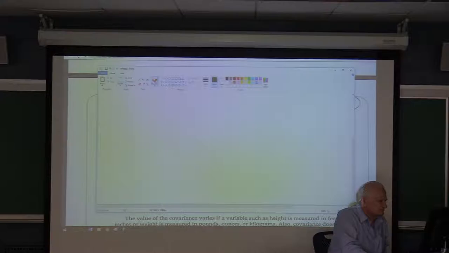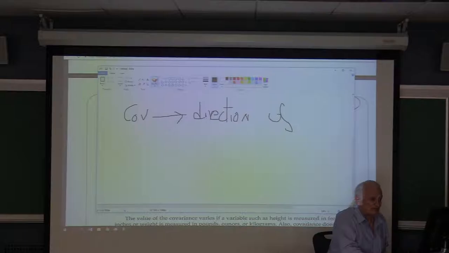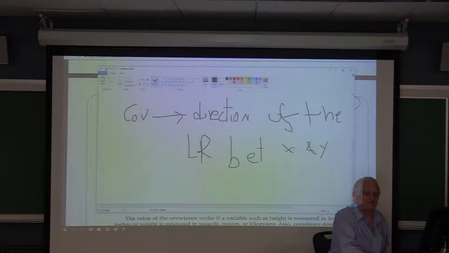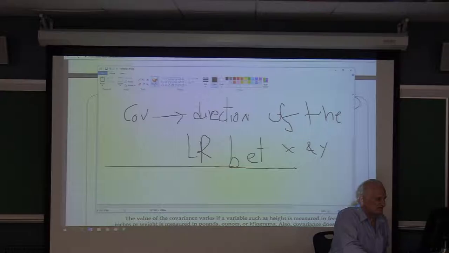So altogether, what I want you to know is this. Covariance tells us about the direction of the linear relationship. When we say relationship, we talk about linear. Covariance tells us the direction of the linear relationship between x and y. It doesn't help us at all with the strength of that relationship. So the covariance tells us only about the direction, not the strength of a linear relationship.